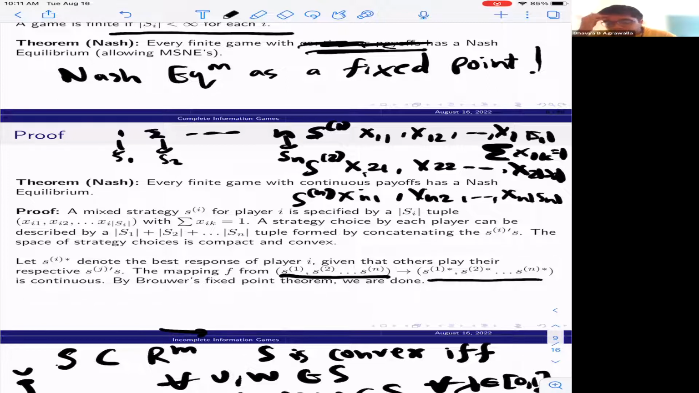Someone was saying something. Is it continuous because the change is always bounded by something? Yeah, exactly. So it's continuous because, let's say, I can give a very hand-wavy argument, but I think you can sit down and prove that it's continuous.